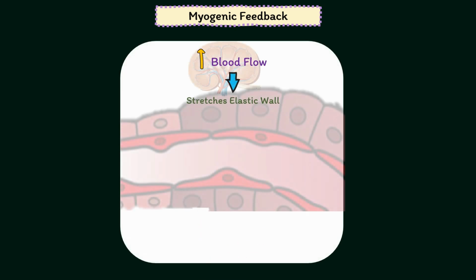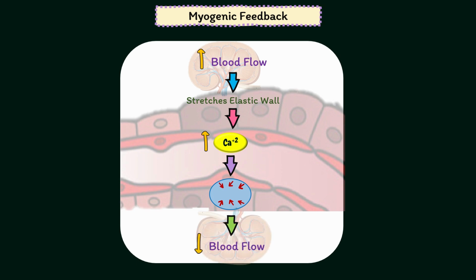Whenever the blood flow to kidneys increases, it stretches the elastic wall of the afferent arteriole. Stretching of the vessel wall increases the flow of calcium ions from extracellular fluid into the cells. The influx of calcium ions leads to the contraction of smooth muscles in afferent arteriole, which causes constriction of afferent arteriole. So the blood flow is decreased.